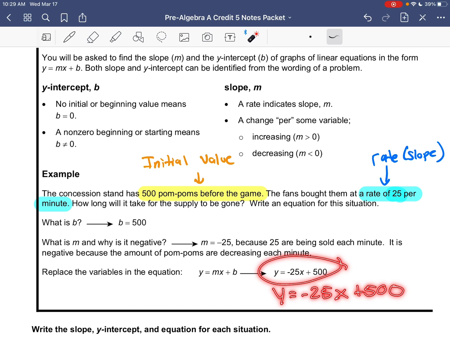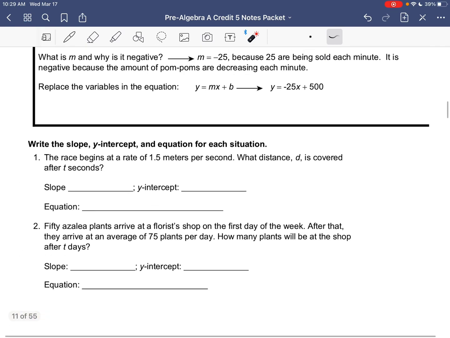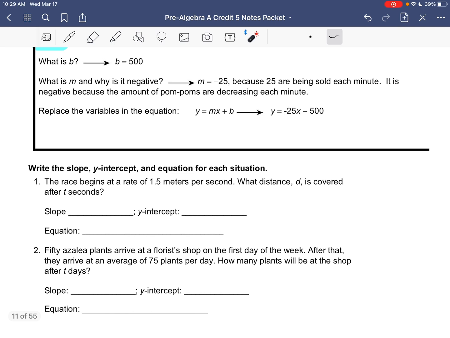So that's what they got right here. And what we want to do is, again, practice this. So look at this example and see how we could apply it to our own problem. We'll do 2 examples, and that will be it for this lesson. So the directions are to write the slope, the y-intercept, and the equation for each situation.